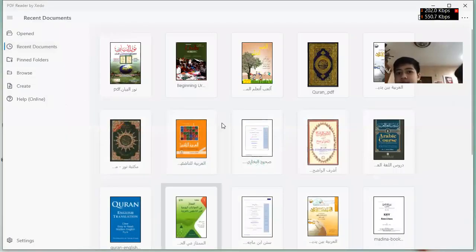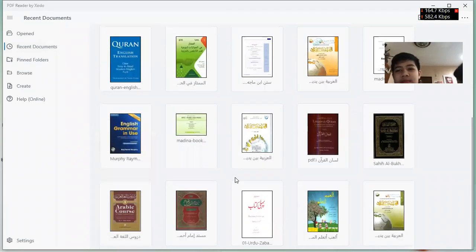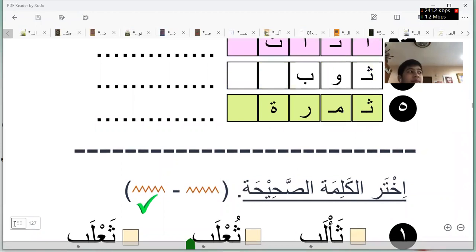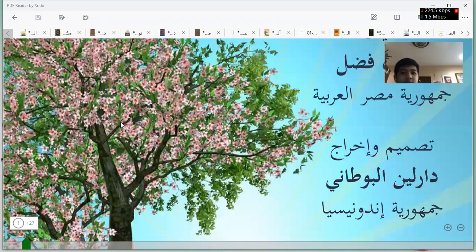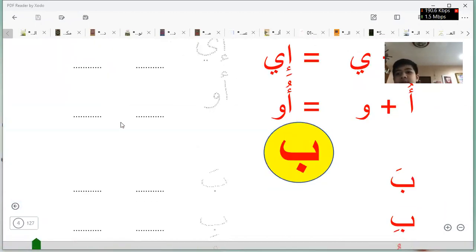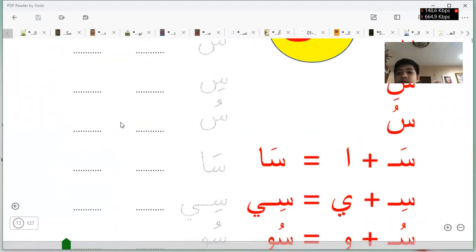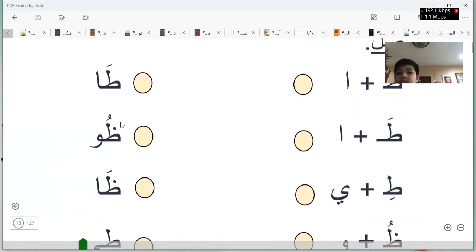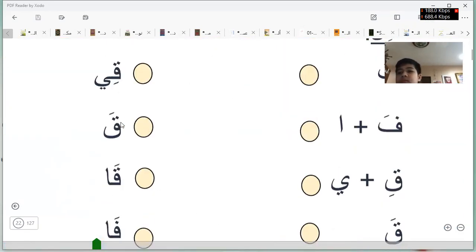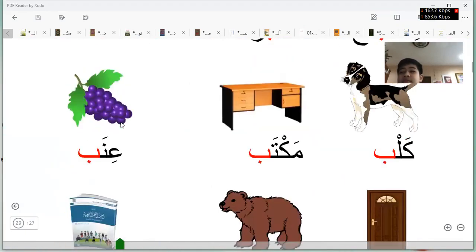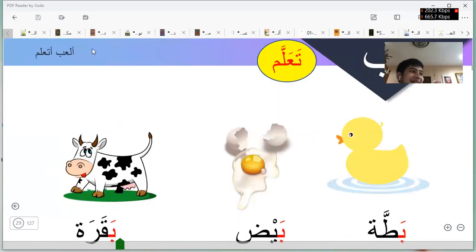Bismillahirrahmanirrahim. Today we are going to start from the beginning. So first we will learn a little bit of Arabic vocabulary, okay? Now you will repeat after me.